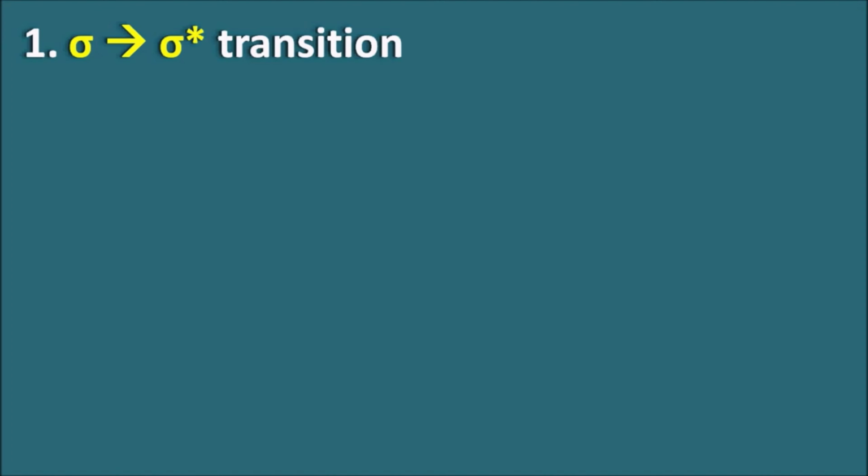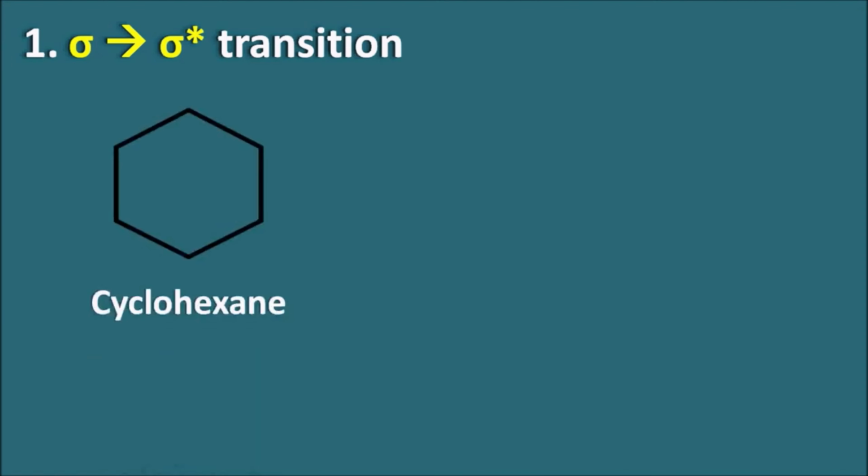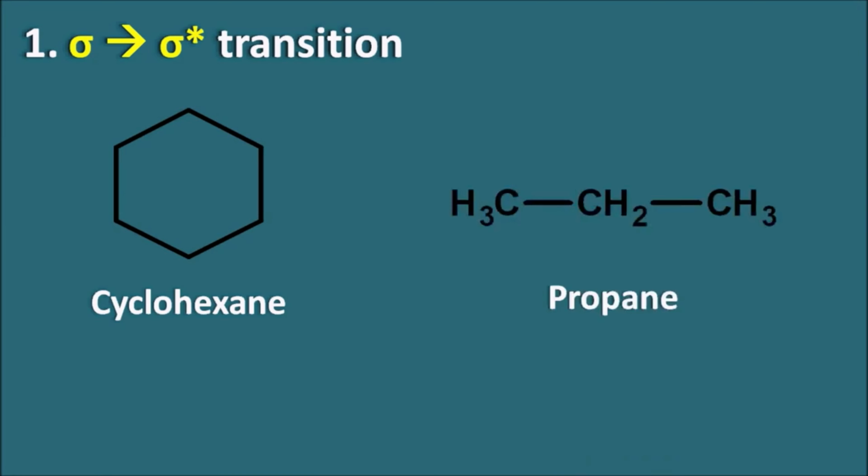For example, let us take the case of cyclohexane. Cyclohexane has only sigma electrons, so it will only give the sigma to sigma transition. Similarly, alkanes like propane. Propane also has sigma electrons, so again it gives the sigma to sigma transition. So alkanes and cycloalkanes can only show sigma to sigma transition.